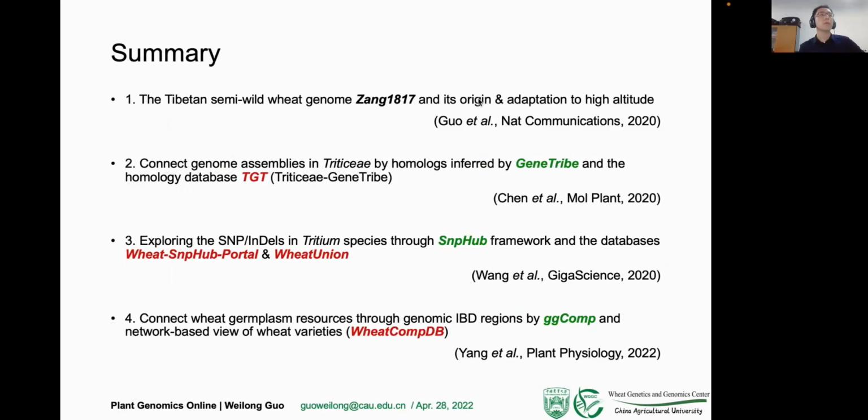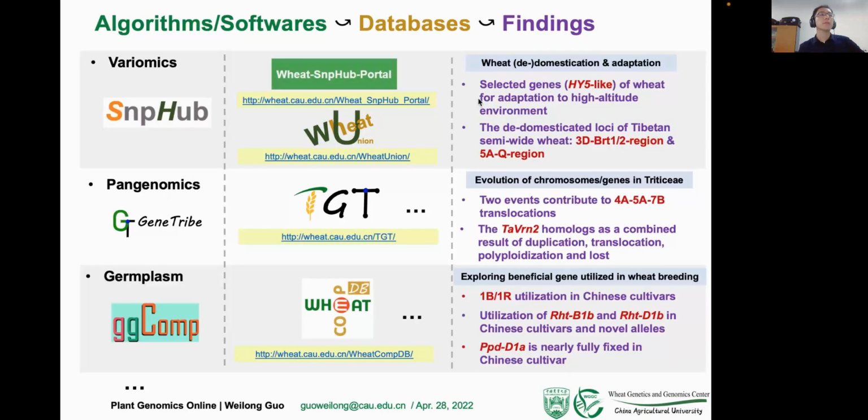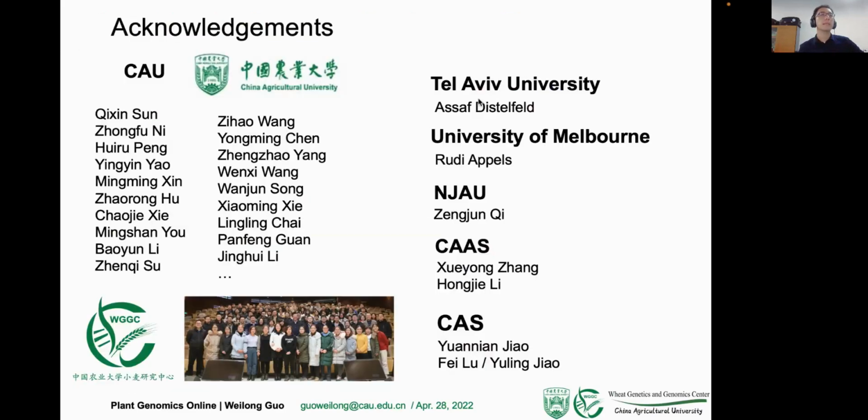These are all the works presented today, which cover four main papers that we published in the last three years. Here's a graphical summary presenting the novel algorithms we developed in recent years and the databases we constructed for the wheat field, and the new biological findings highlighted based on these tools and data resources. We thank all the colleagues, students, and collaborators for their important contributions.